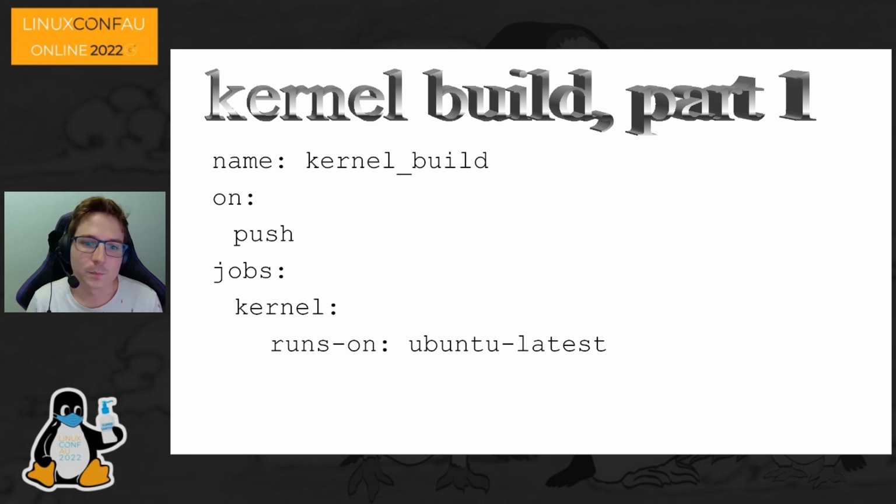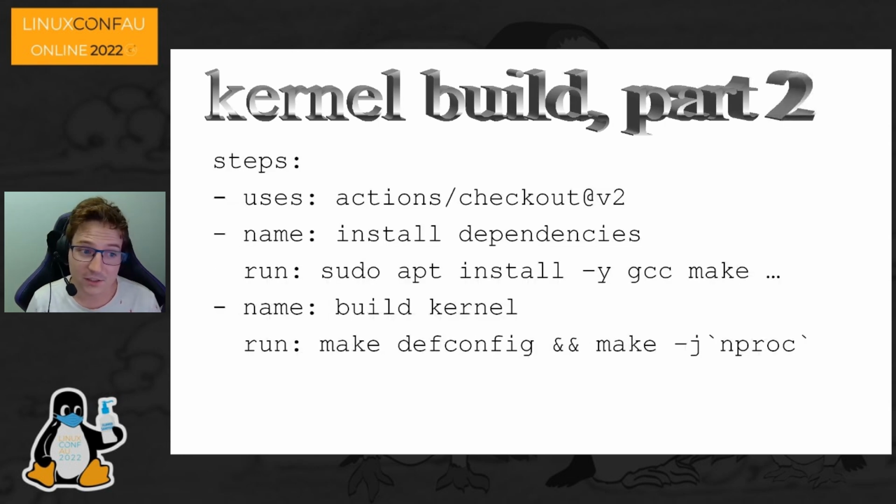We are defining a job called kernel and saying that it runs on Ubuntu latest, which is Ubuntu latest LTS. So that will go out to their gigantic farm of VMs and find one that's idle and make it run your stuff. The stuff that's going to run gets defined in the steps of that job.